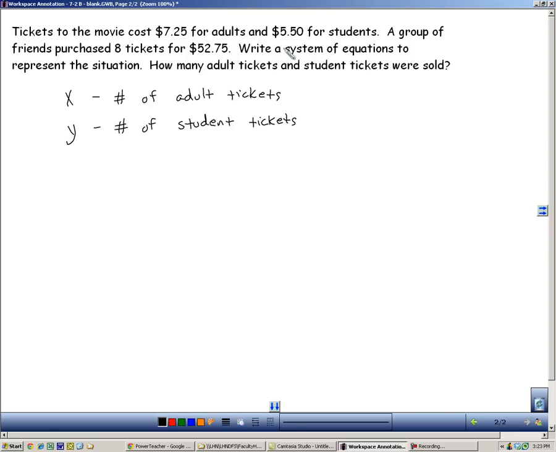So we have to come up with a couple of equations. Well, for the first one, I see $7.25 times x, that's the adult tickets. To that, we're going to add the student tickets, and the total is going to equal $52.75. That's one equation that I can build using all my information. The other thing that I want to note is that a group bought 8 tickets. So if I just add them together, adults plus students, that equals 8. So there we go. 2 equations, 2 unknowns. This is a system. I've got to use substitution.